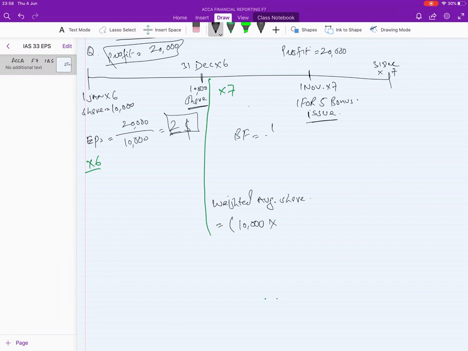Whoever has 5 shares will get 1 for free. So 1 divided by 5 equals 0.2. Just add 1 on top of it. It means 1.2. This is your bonus fraction, 1.2.